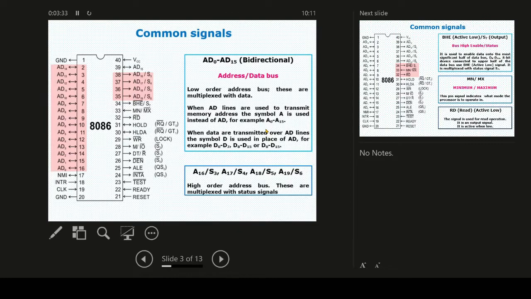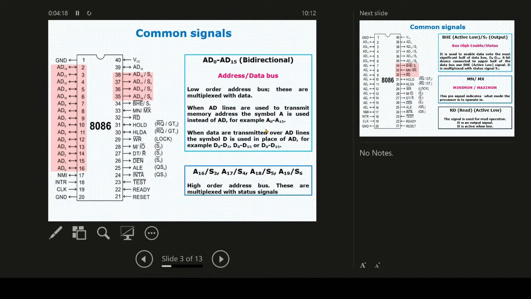So I will be first discussing the common pins, which are for both the maximum and the minimum modes. First we have the address and data buses, which are AD. What we have already learned is that a bus basically helps in communication. Address buses are used to carry addresses of a particular memory location or input output location from the microprocessor. In the 8086 microprocessor, we have a low order address bus which is multiplexed with the data buses.